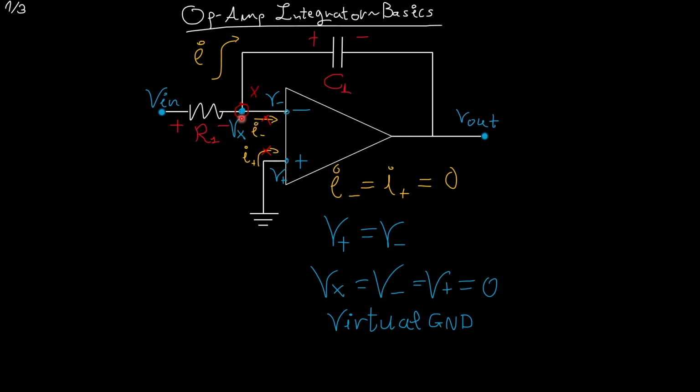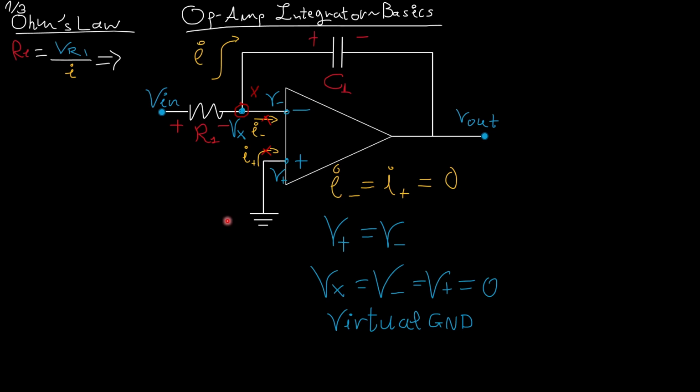Doesn't mean that it's actually grounded, no current leaks to the ground per se. However, it's important to understand that this node always has a voltage of 0. This allows us to do great things.